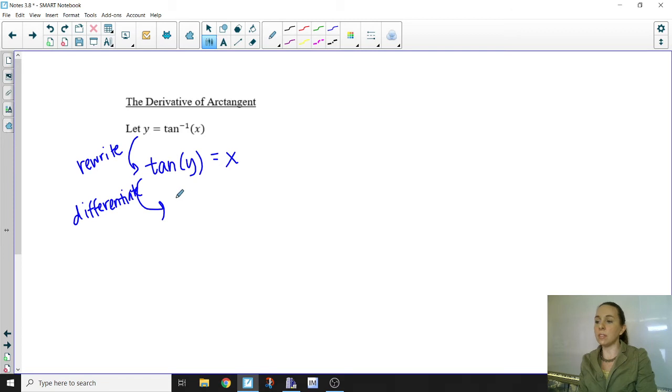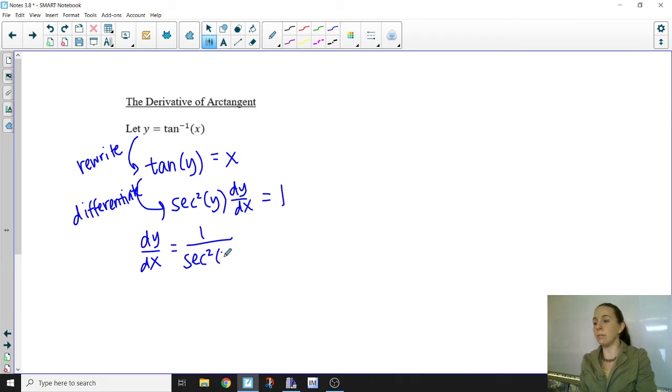The derivative of tangent is secant squared. The derivative of tangent of y is secant squared of y dy over dx. The derivative of x on the other side is 1. Solve for dy over dx by dividing both sides by secant squared of y. And there is your derivative. Not so bad, right? In y form.